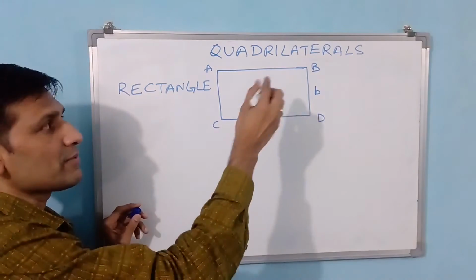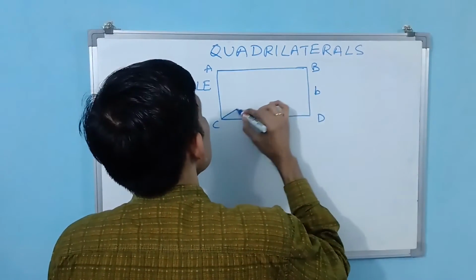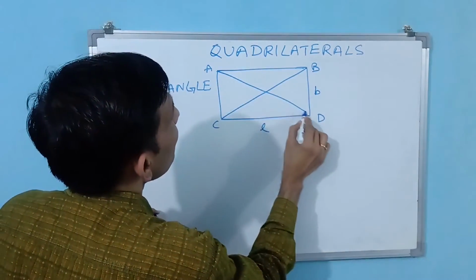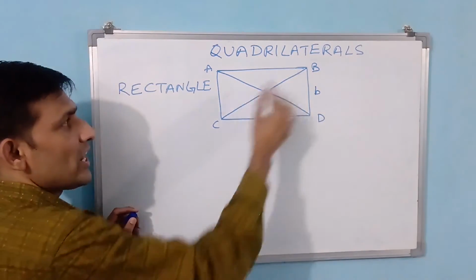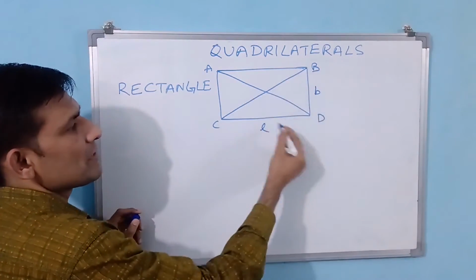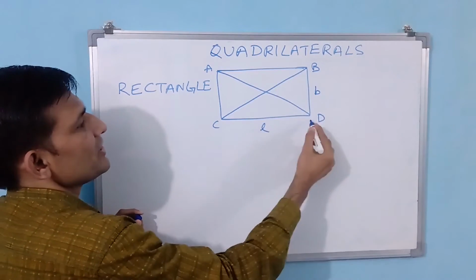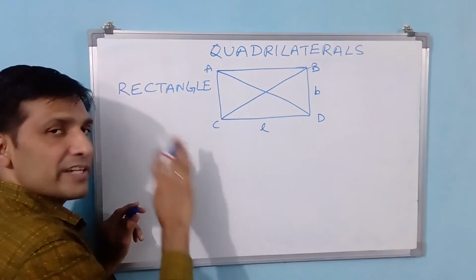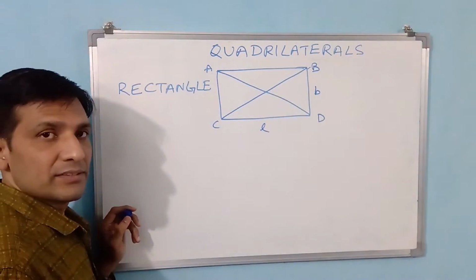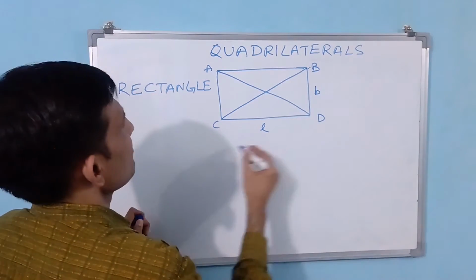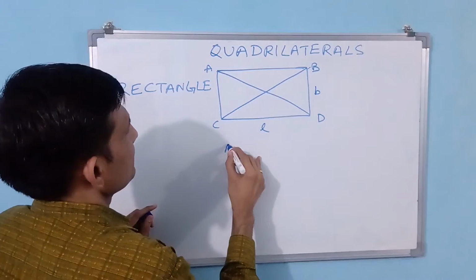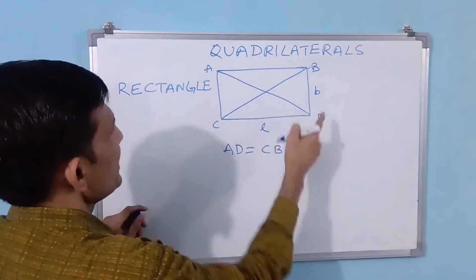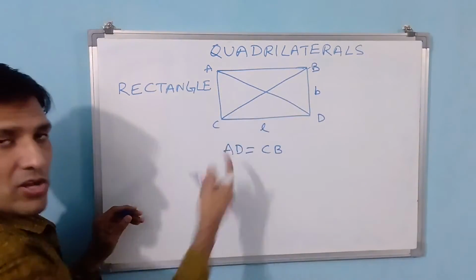But now you see, what about the diagonal? This is the diagonal. Diagonal also you can find by Pythagoras theorem. Why? Because it is a right angle triangle, so automatically CD square plus BD square is equal to CB square. Even in a rectangle, diagonals are the same. That means here AD is equal to CB or BC. Diagonals are the same.